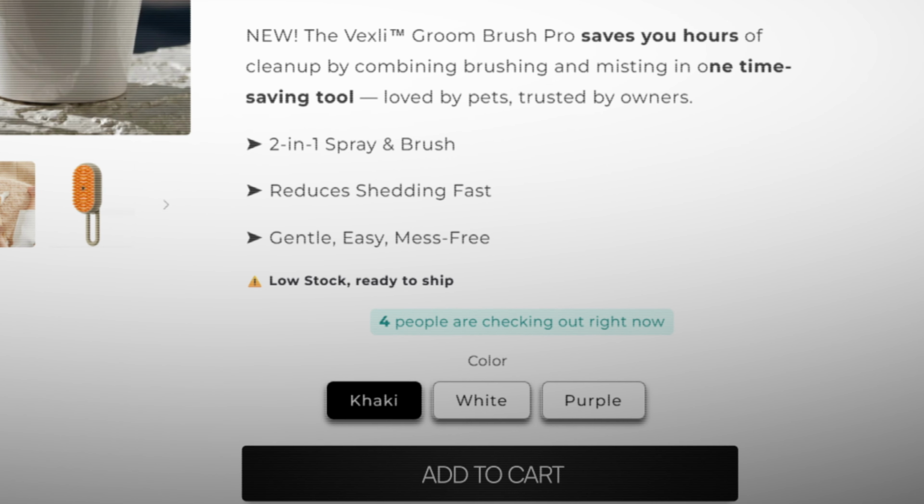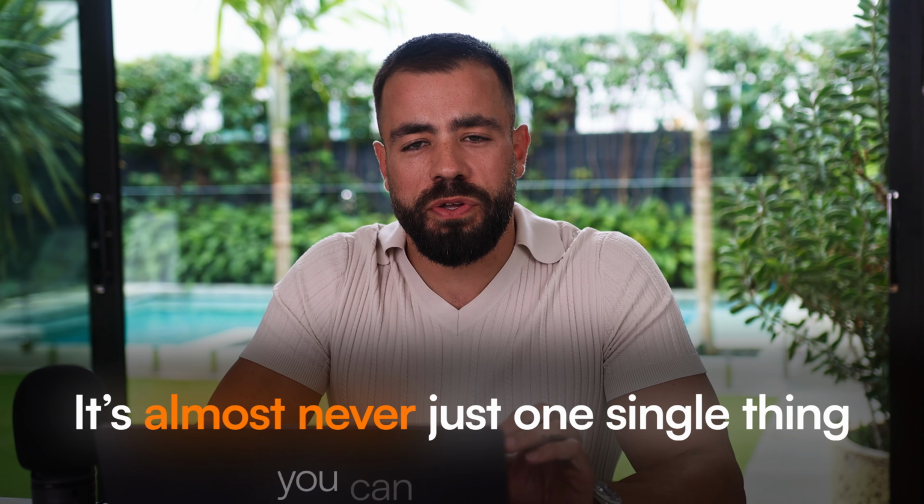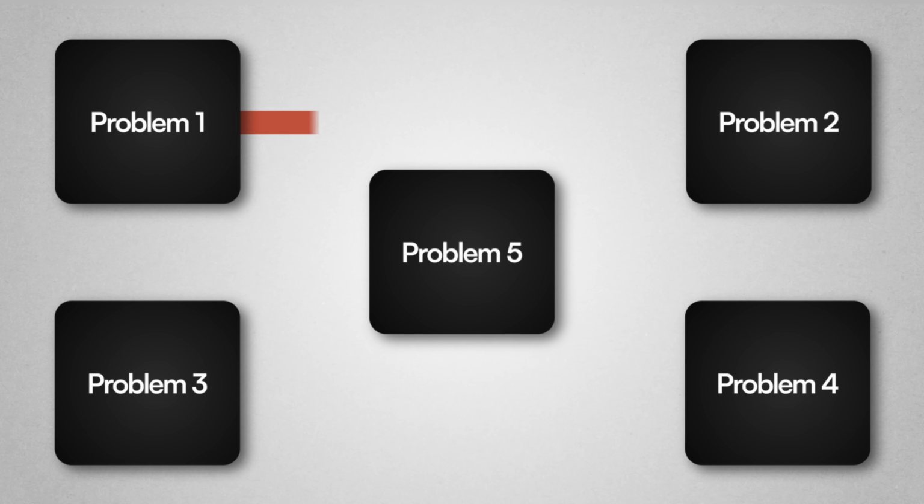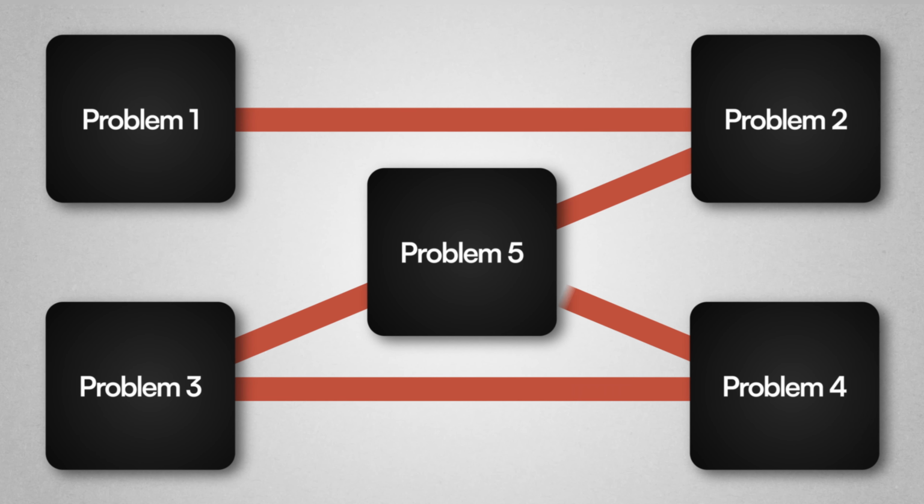When an online store gets no sales, most people panic. They try swapping out buttons or changing fonts. But the reality is that when a store is broken, it's almost never just one single thing you can tweak to fix it. Usually you're dealing with 5 different problems running at the exact same time, and they all feed into each other to make the situation worse.